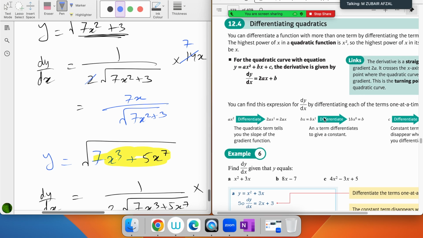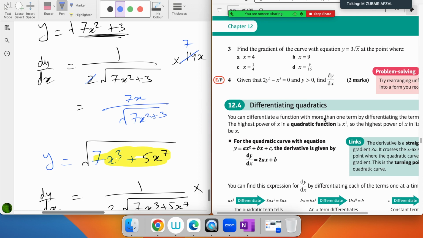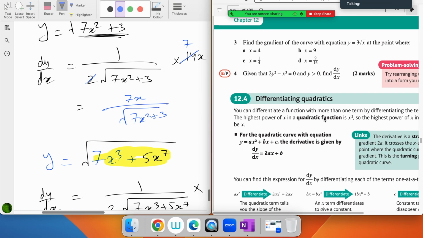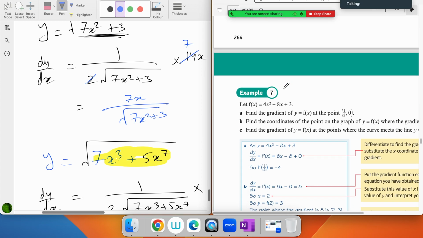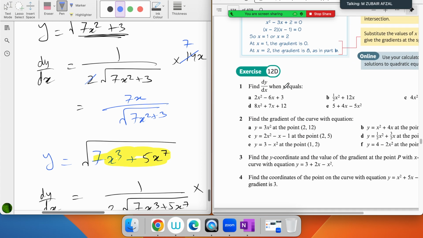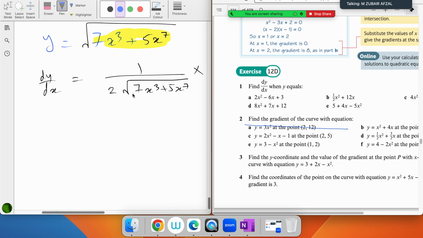Differentiating equations. Find the gradient of the curve with the equation. Question number 2. Equation is given, point is given, and we have to find the gradient. Exercise 12D.